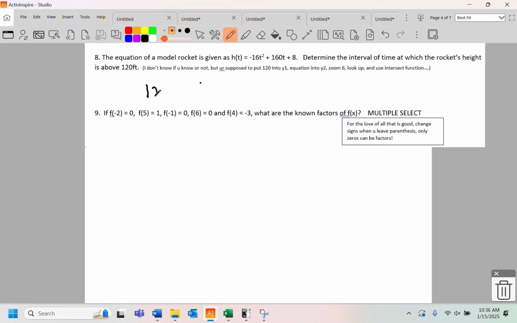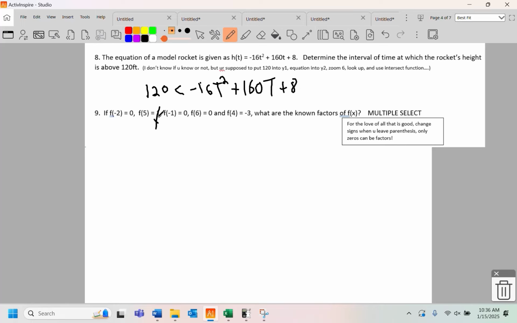Now on paper, this would look like this. Where is the rocket, which is the equation, negative 16t squared plus 160t plus 8 greater than 120.